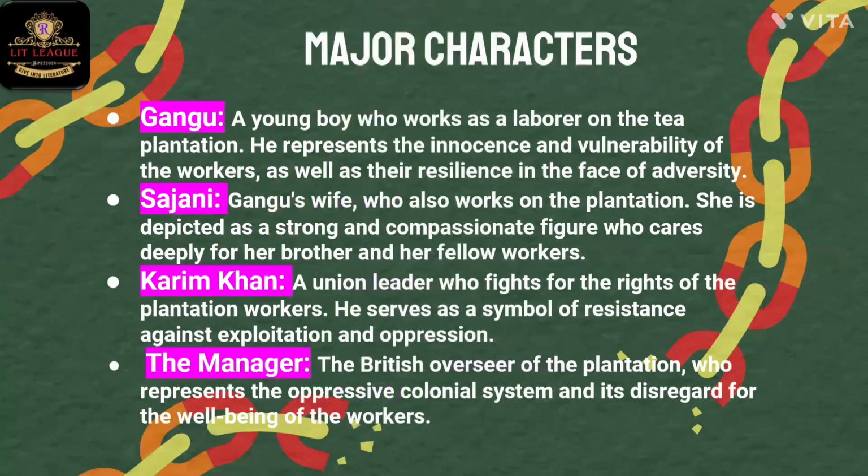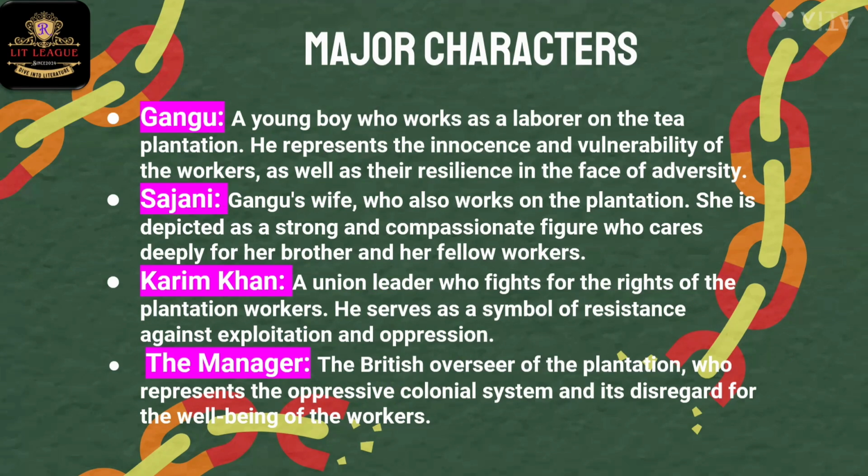Let's go to the major characters. Gangu, a young boy who works as a laborer on the tea plantation, represents the innocence and vulnerability of the workers as well as their resilience in the face of adversity. Sajani, Gangu's wife, who also works on the plantation, is depicted as a strong and compassionate figure who cares deeply for her brother and her fellow workers.